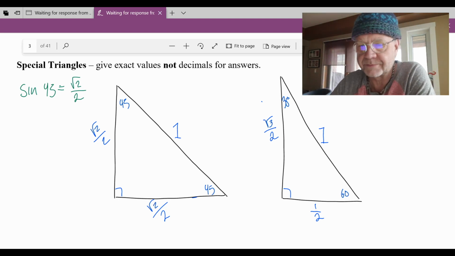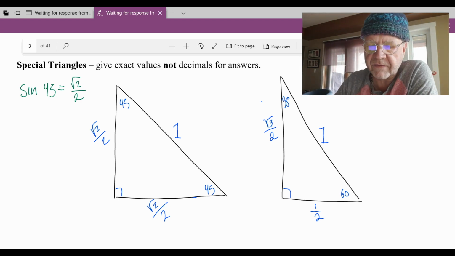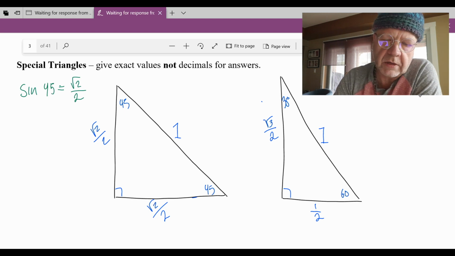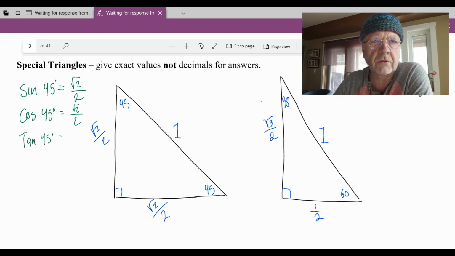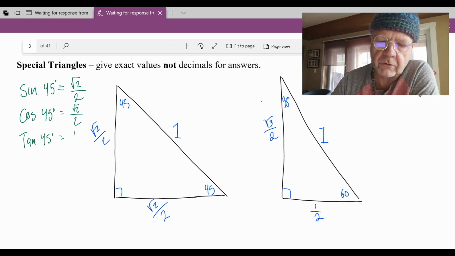It's stuck. So because this is a 45, 45, 90 degree triangle, we know that the cosine of 45 degrees is going to be the same, root 2 over 2. And finally, the tangent of 45 degrees is simply going to be root 2 over 2 divided by root 2 over 2, opposite over adjacent, which is equal to a big fat 1.